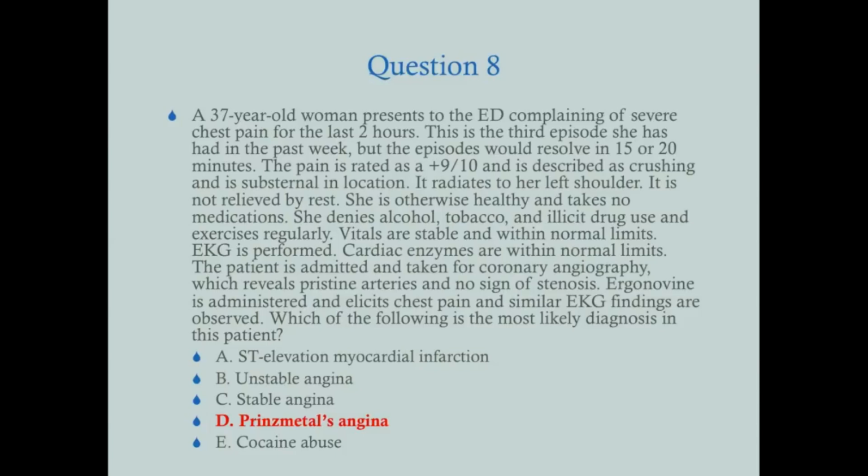First of all, she's young. Second of all, her coronary angiogram shows that her arteries are clean. With unstable angina, the arteries will usually be a little gunked up and have some stenosis. And of course, very importantly, we didn't even talk about it, ergonovine.